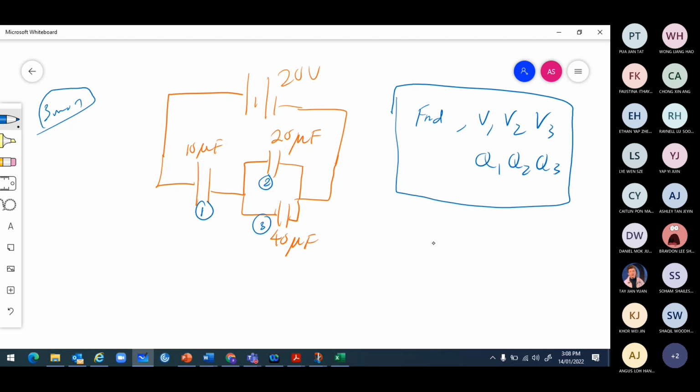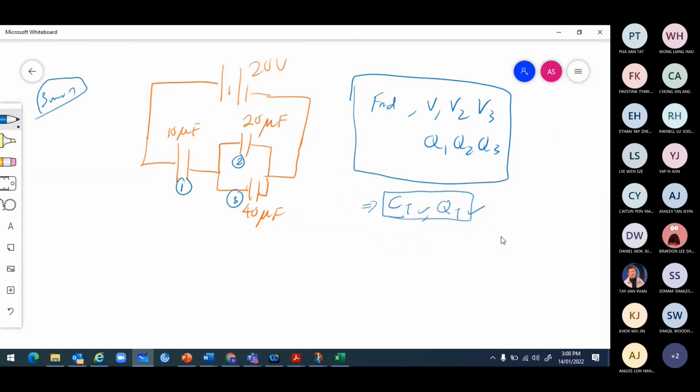My advice is, before you find this, find C total and Q total. Find this first, although they never ask for it. Quite helpful. Find these two first, then you can work out V1, V2, V3, Q1, Q2, Q3 one by one, separately. So whatever circuit, find C total and Q total first. First let's go for C total.